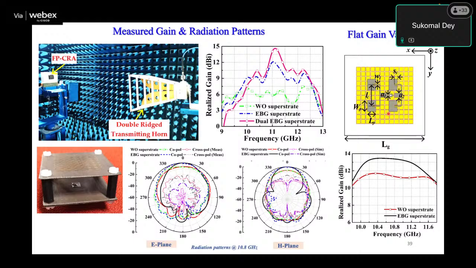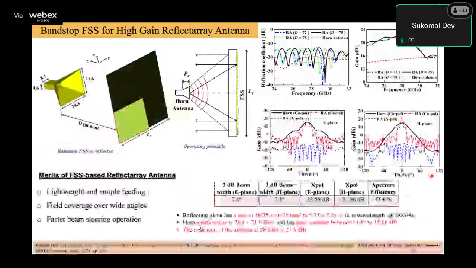So now what you can see over here, the gain has been improved a lot. This is again without superstrate and with EBG. This is the gain of this antenna and antenna array.